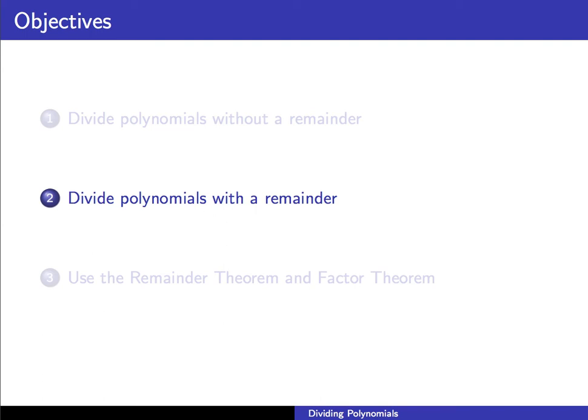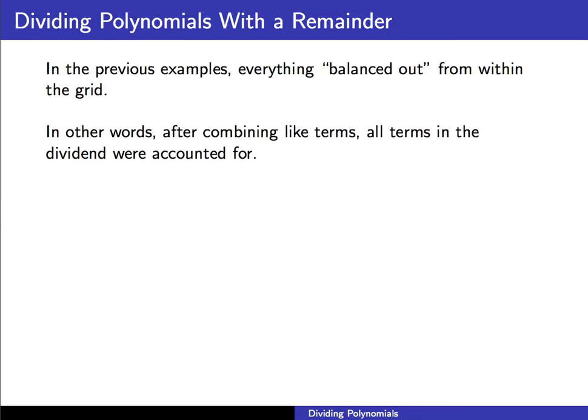Okay, in this video we're going to look at dividing polynomials with a remainder left over. In the previous examples, everything sort of balanced out from within the grid. When we combined all of our like terms inside the grid, we ended up getting the dividend, what we were dividing into, which means that we don't have a remainder. In other words, everything was accounted for when we gathered all of our like terms inside.